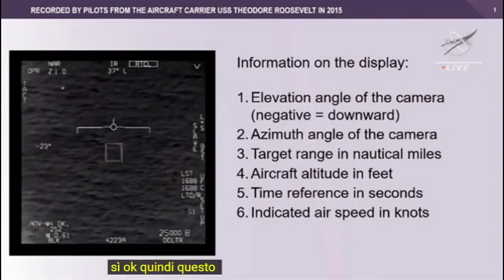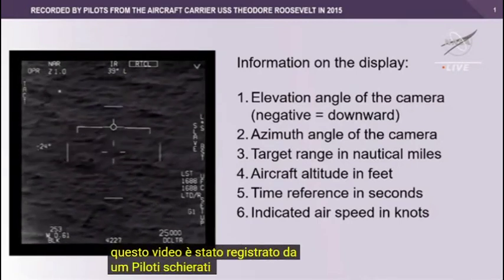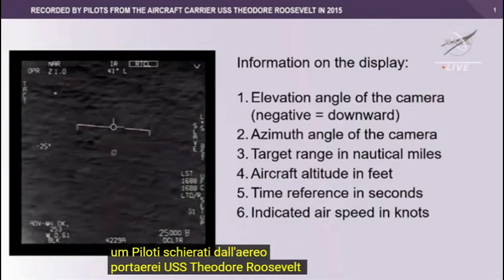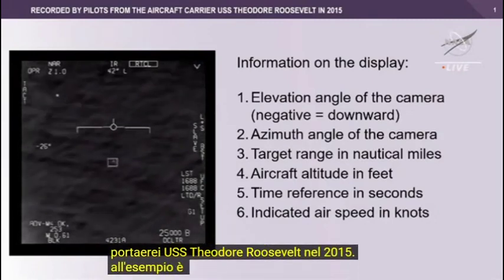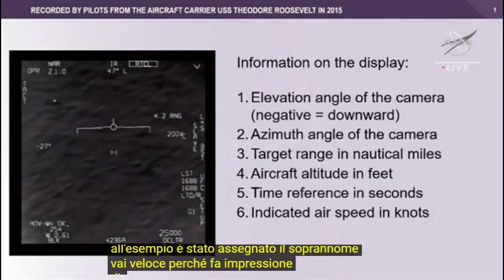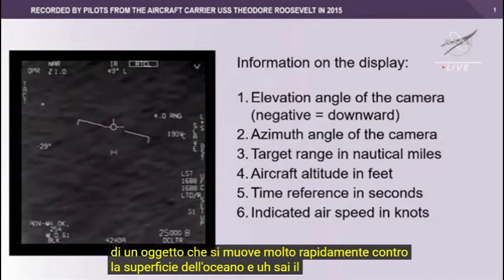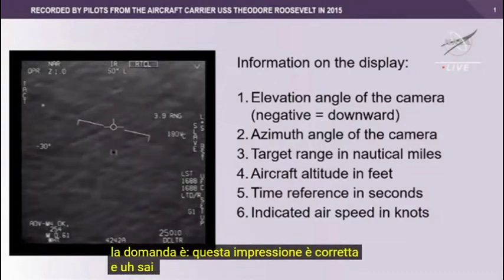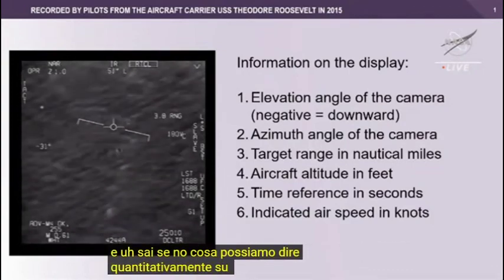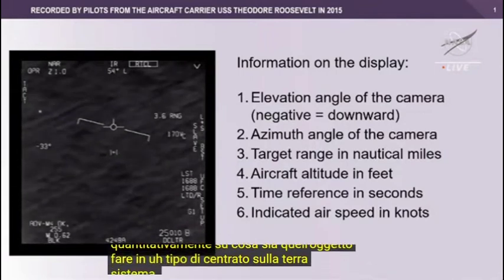Okay, so this video was recorded by pilots deployed from the aircraft carrier USS Theodore Roosevelt in 2015. The example has been given the nickname "Go Fast" because it gives an impression of an object moving very rapidly against the ocean surface. And the question is, is this impression correct? And if not, what can we say quantitatively about what that object is doing in an Earth-centered coordinate system?